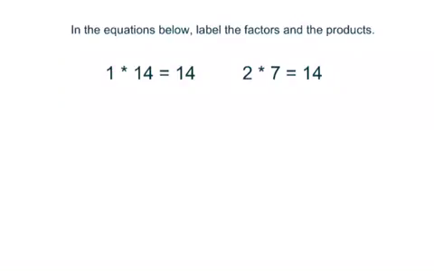So in the equations below, label the factors and the products. Go ahead and write those in. Those are the factor pairs for 14. Go ahead and make sure you have them written down in your notebook. You probably do from what you've just done. Label the factors and the products on that. When you think you have it, come back and make sure that we have the same answer.